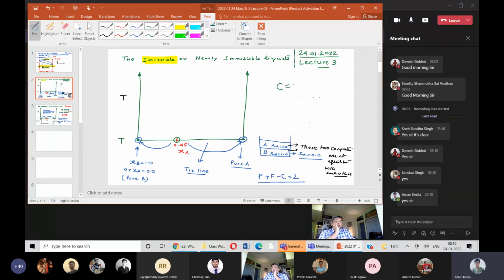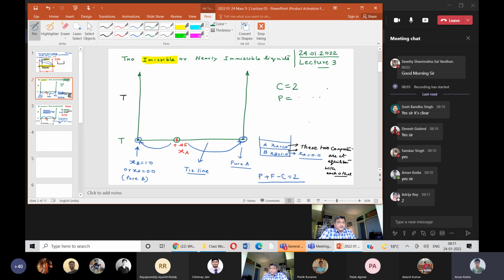Component is 2, okay, I can do that. What is the number of phases? Two immiscible liquids. So what is the number of phases? Both are liquid. What is the number of phases?